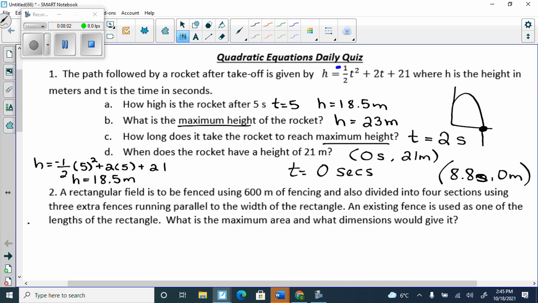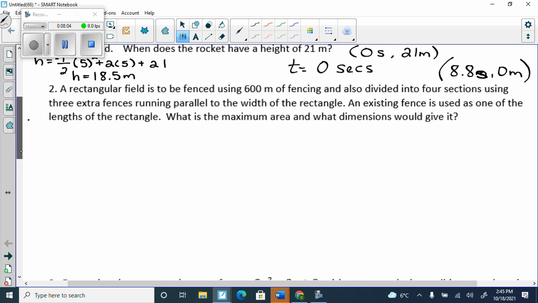Okay. Number 2, is this from quadratic equations? Yeah. You're going to go when this is happening? Hey, I got this one right. Okay, I guarantee it.